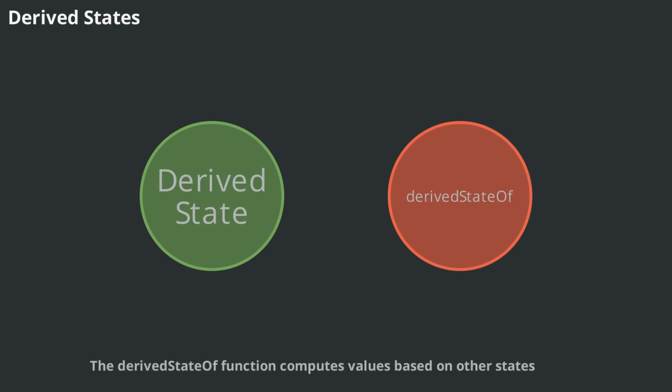The derived state of function computes values based on other states, updating only when the underlying states change. This approach helps optimize performance by avoiding unnecessary recompositions and recalculations, ensuring that derived values are always up to date.